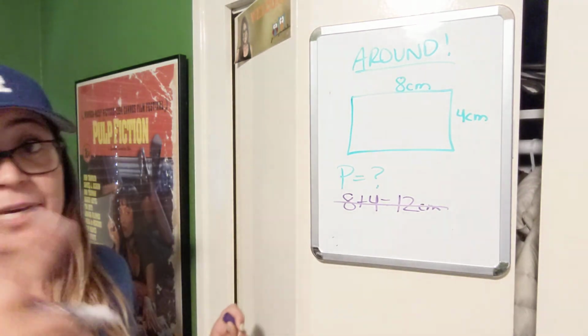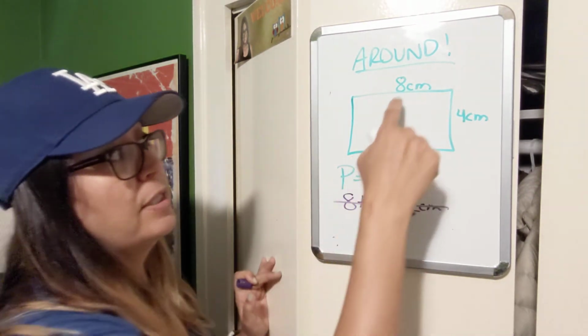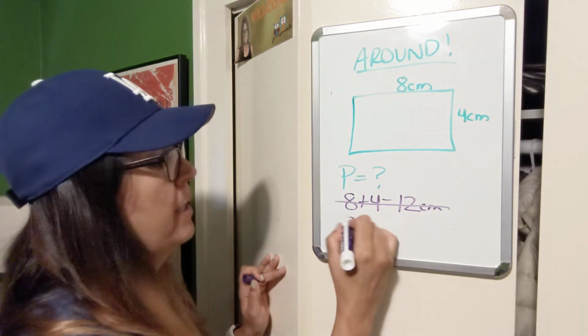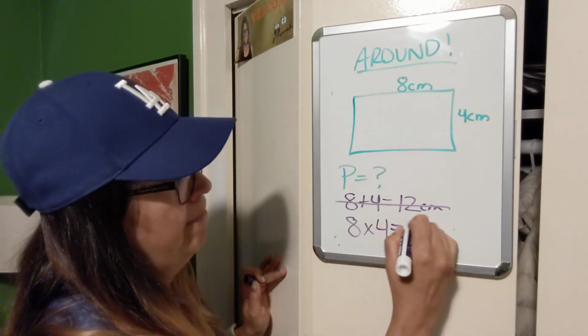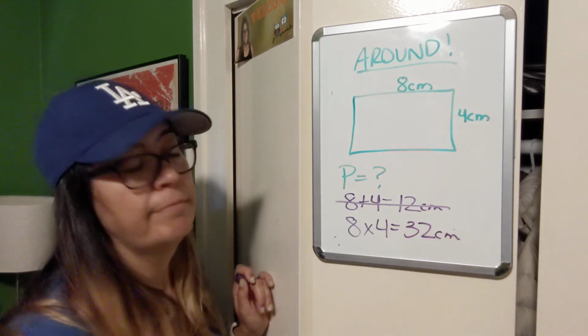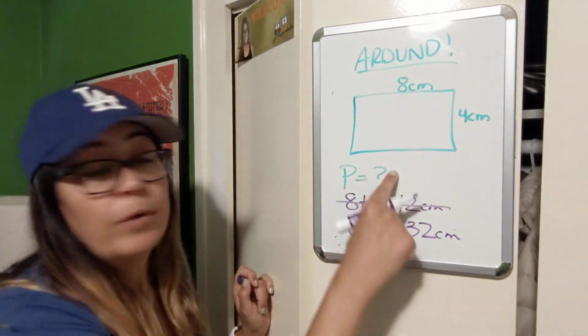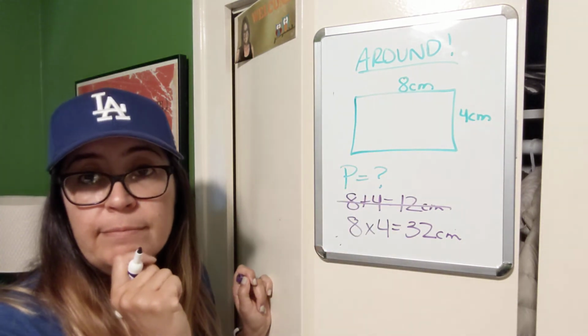The second mistake I see is that because boys and girls only see 2 numbers, they say to themselves, I guess I just have to multiply them. Well, guess what? You just figured out the area. But that's not what you're looking for. You're looking for perimeter. Okay?